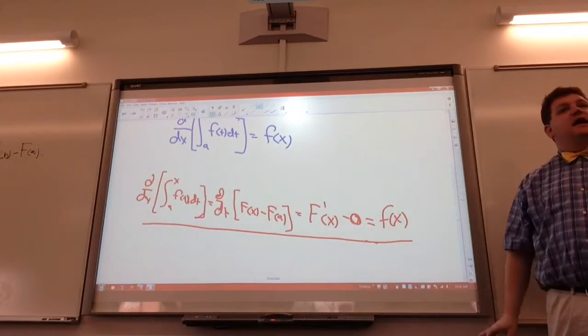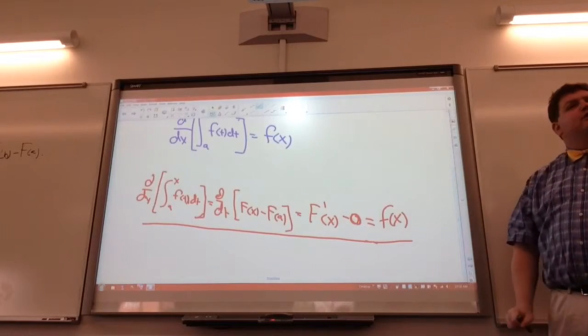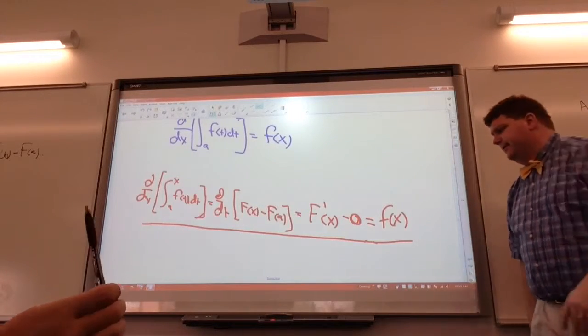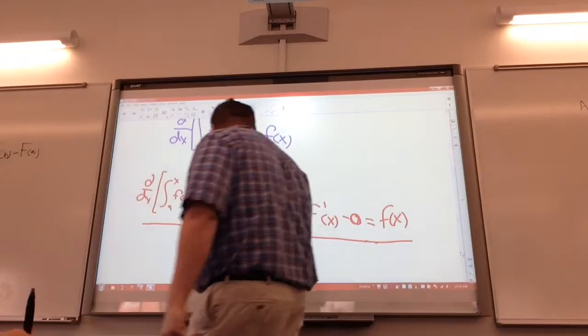All right, let's take a look at an example actually using real numbers. We'll look at two examples using real functions.